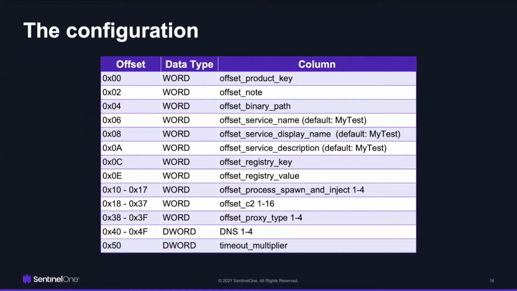And when you see a service named myTest, or a run key with a name like myTest, probably it's one of the ShadowPad infections on your host. And the spawn process to do code injection here, and the CNC servers, proxy types, and DNS.